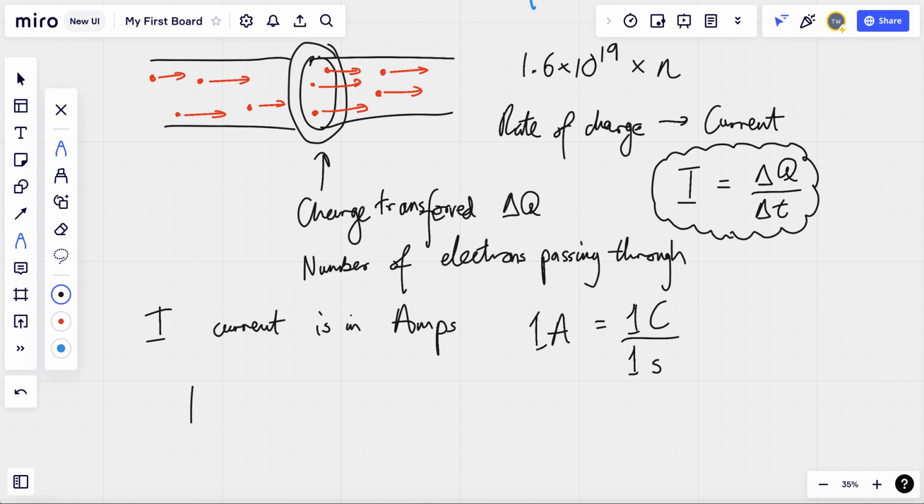Now what is 1 coulomb? Well, a coulomb is 6.25 times 10 to the 18 electrons. So that is a very, very, very large number of electrons. So it's 6.25 times 10 to the 18 times 1.6 times 10 to the minus 19. That 1 coulomb is defined by the electron charge times how many electrons get to that point.